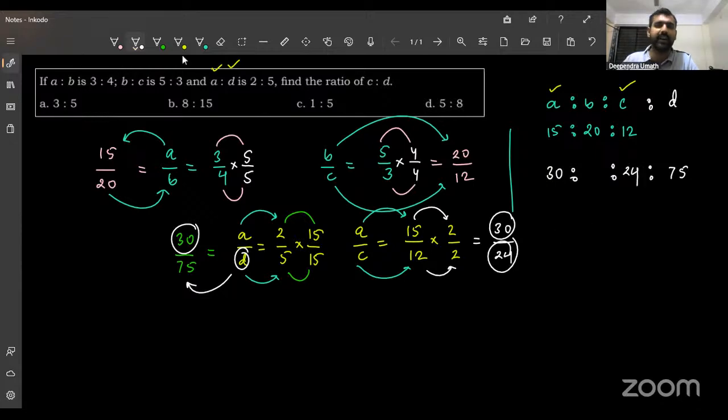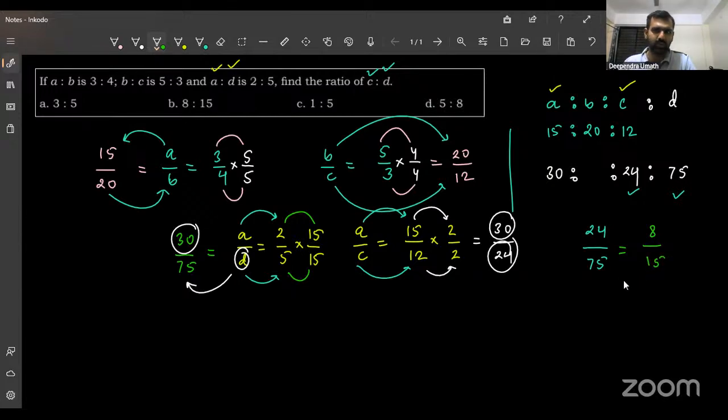So what was I asked? I was asked the relationship between C and D. So the relationship between C and D is 24:75. So that gives you the final idea. However, there is a problem that 24 and 75 both are divisible by 3, I believe. So I'll simplify this with the help of 3. So 3 when divides 24 gives you, I think, 8. And 3 when divides 75 gives you 25. So that gives you the final answer, 8:25.